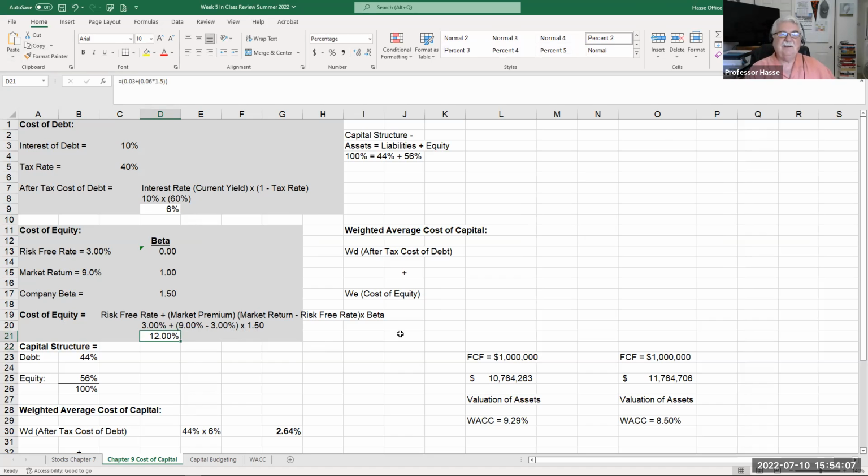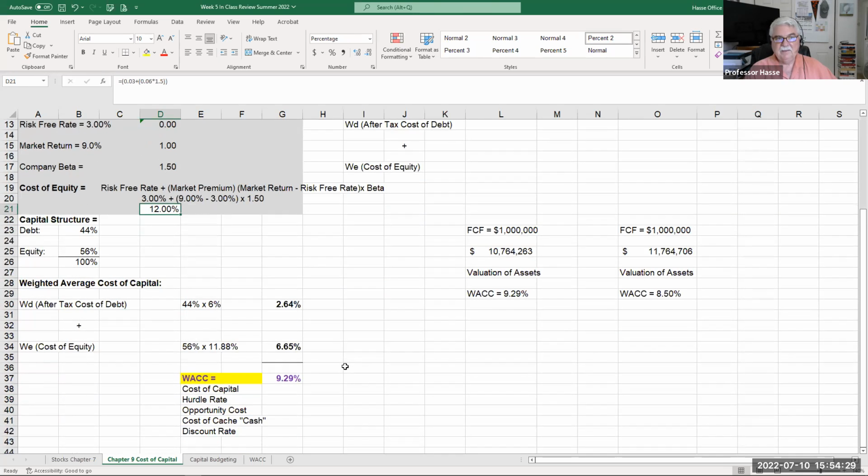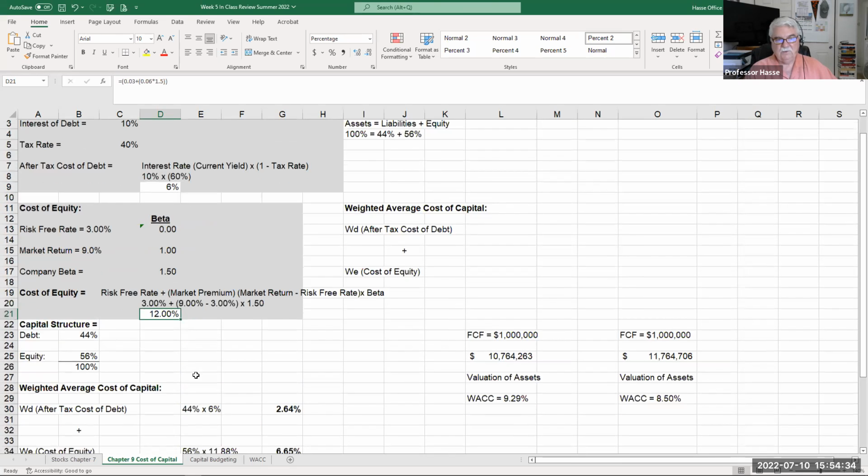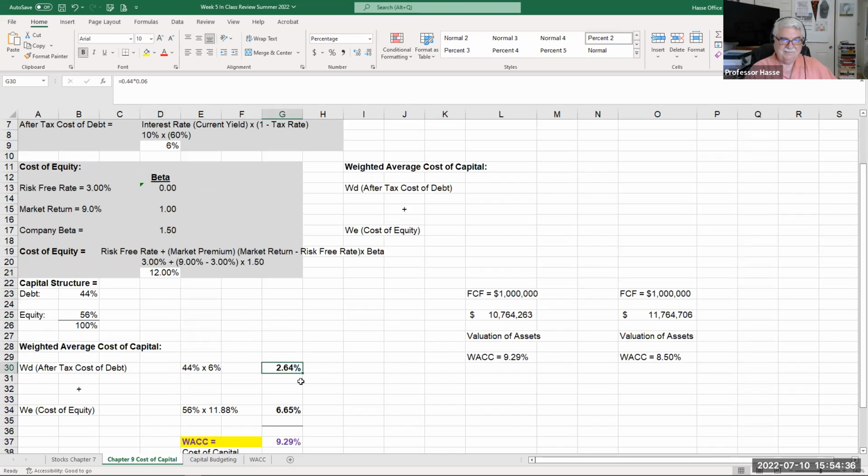So it's costing this company, and these numbers change every month, every quarter, and they're constantly being updated by a company, 6% after taxes to borrow the money. It's costing them 12% to make sure they get an adequate return to the investors who are invested in their stock. So if I take my weighted average cost of capital, 44% times 6% is 2.6. 56% times 12%, update these numbers.